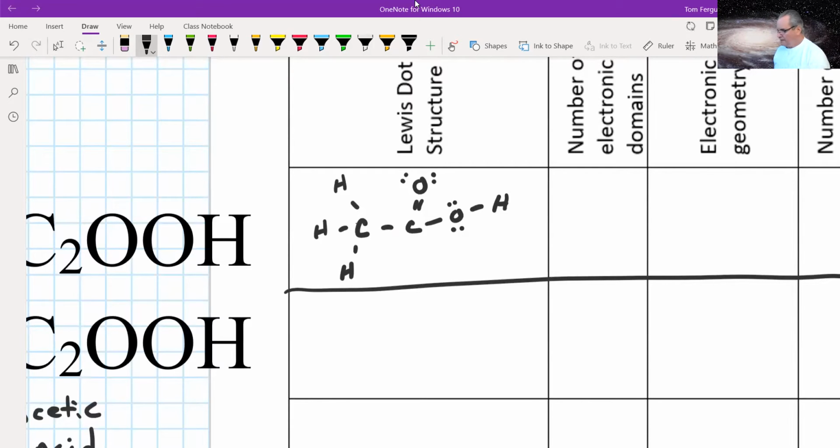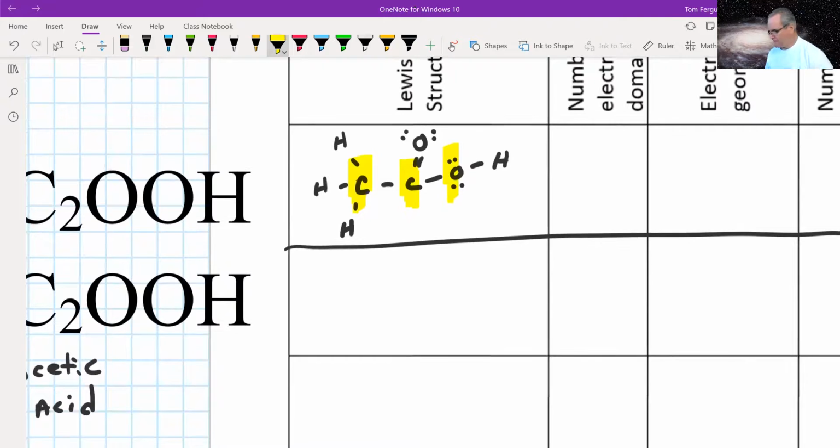Okay, so how many central atoms do we have here? Well, carbon has 4 bonds, 4 atoms attached, so that's a candidate. This carbon is a candidate, it has 3. This oxygen has 2. This oxygen has 1, so it's not a candidate. So we have 3 central atoms. So this is going to be the first carbon, second carbon, and then the oxygen.